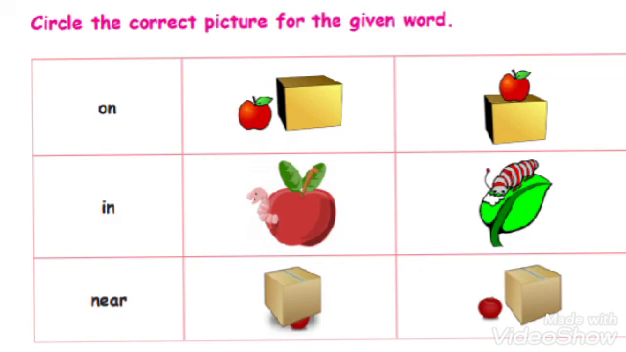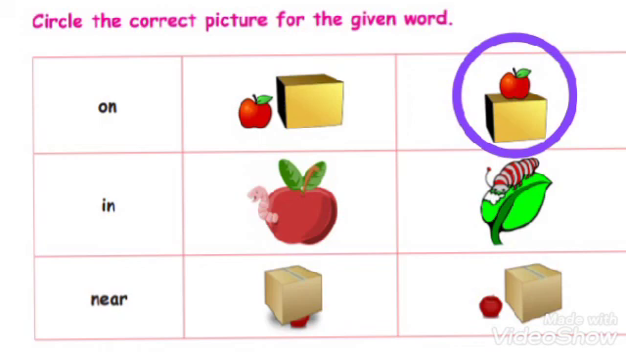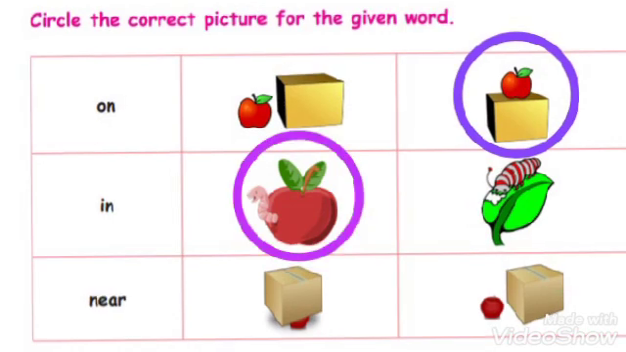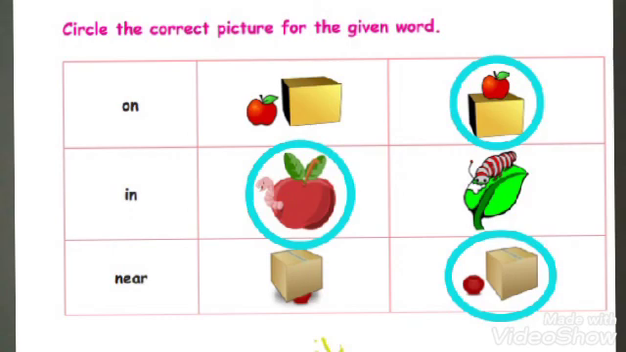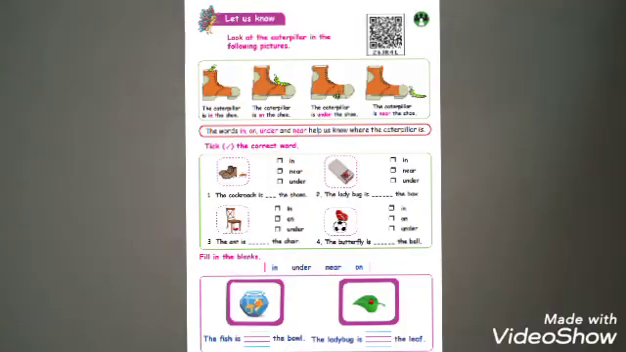Exercise number 4. Circle the correct picture for the given word. First preposition, on. Which is the correct one? Yes. Second is the correct one. Circle it. Second preposition, in. Which is the correct one? Yes. First is the correct one. Circle it. Third, near. Which is the correct one? Yes. Second, circle it. Today, in this class, we learned the grammar topic preposition.